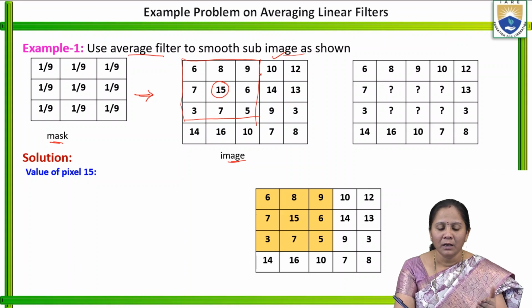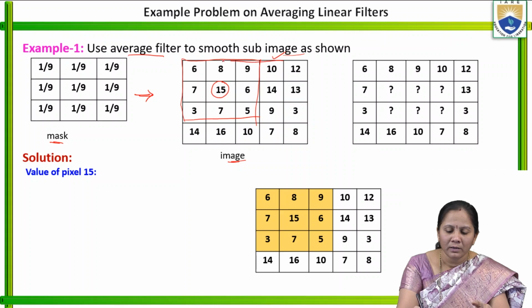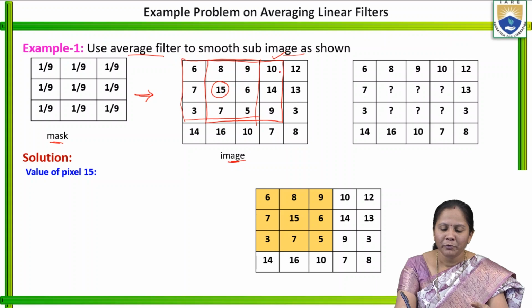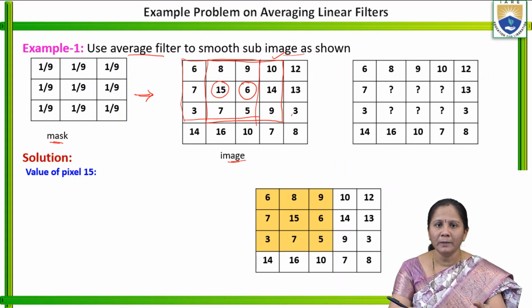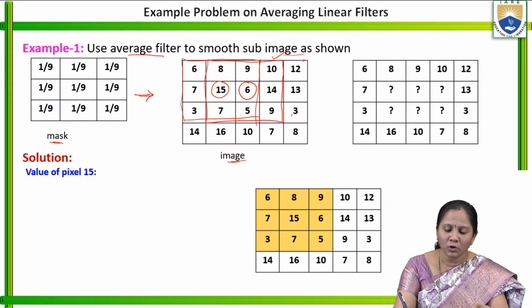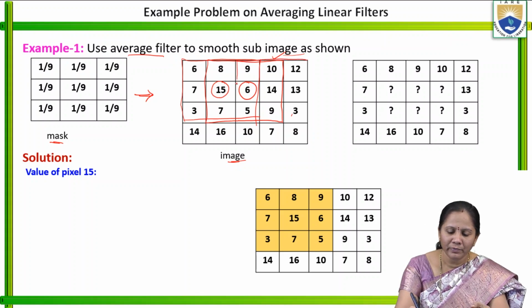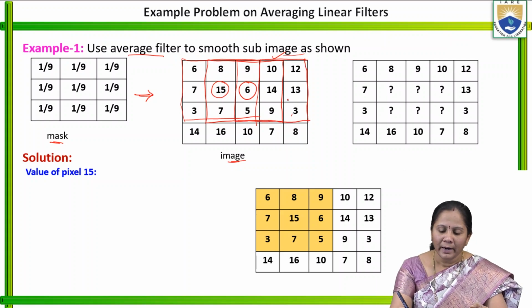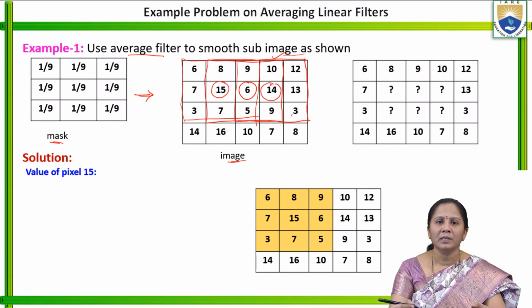In the next case, by shifting this mask, it will be present like this. If this is considered as the mask, then this 6 becomes the center pixel which needs to be modified. Similarly, if we shift the mask for the third time, the 3 by 3 mask will be on this pixel, and from here, this 14 will be the center pixel which we need to find.